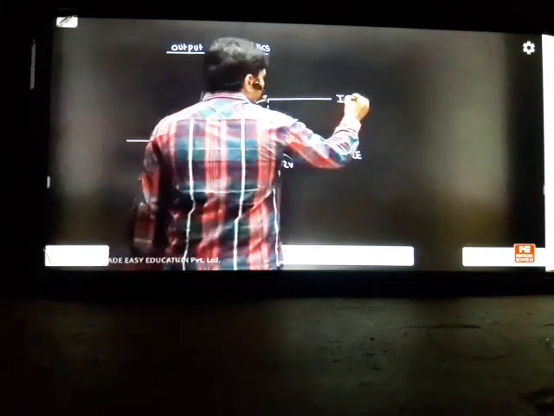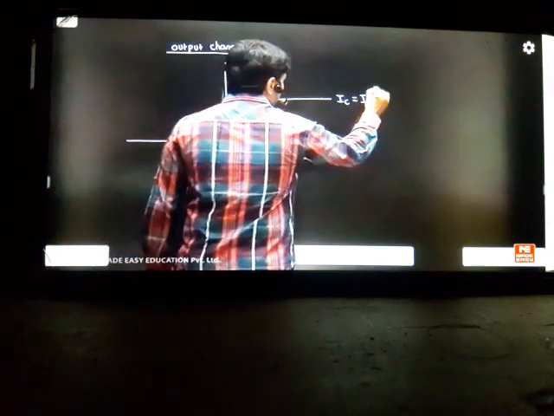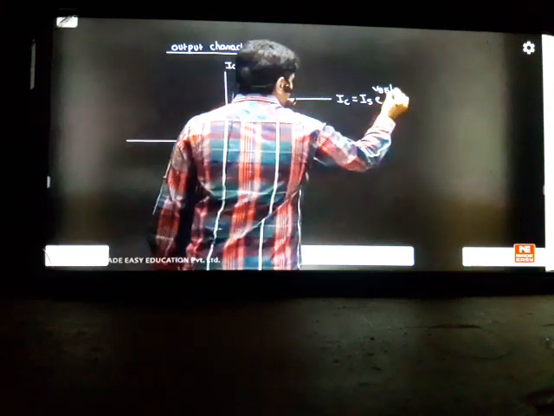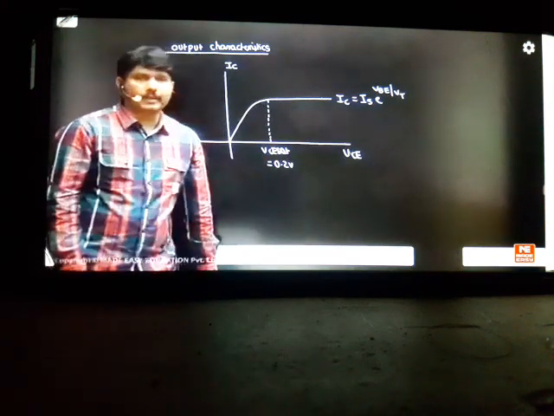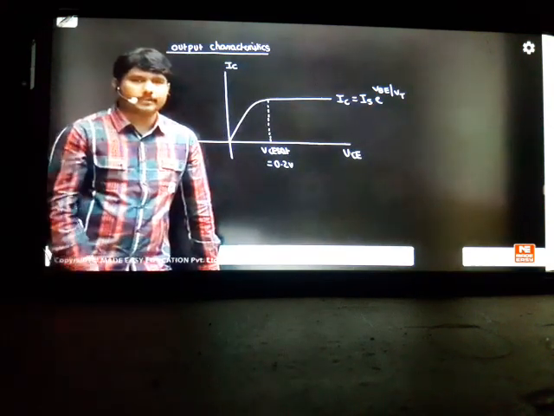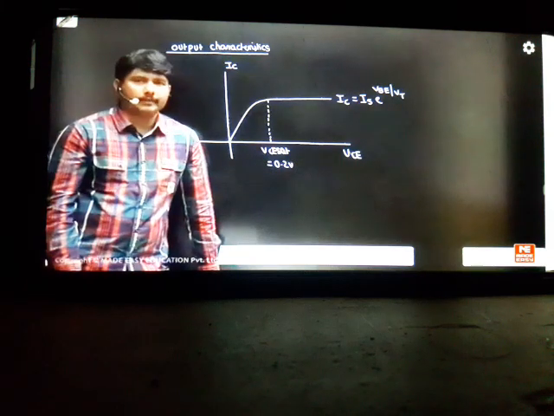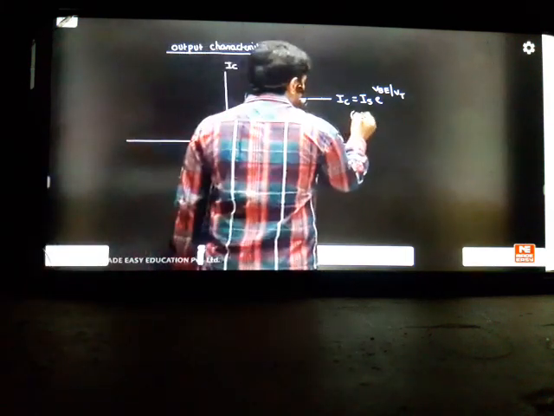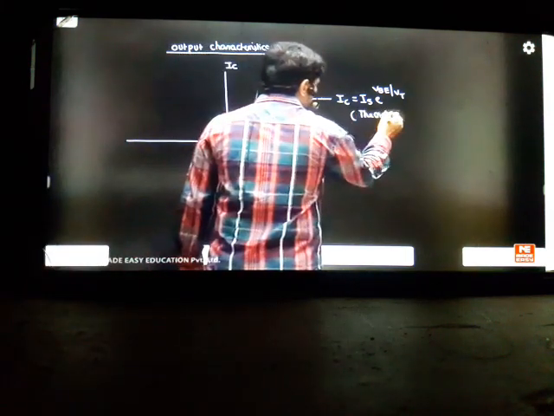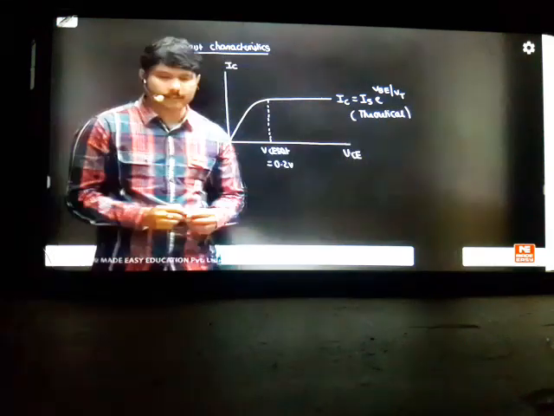Then my formula will be IC is equal to IS into e power VB divided by VT, which is a diode current, which I studied in our classes. So I can define my collector current in active region as a diode current, which is coming from the input junction diode. So IC is equal to IS into e power VB divided by VT. But this current we call a theoretical current. So that means you are a theoretical person till now.